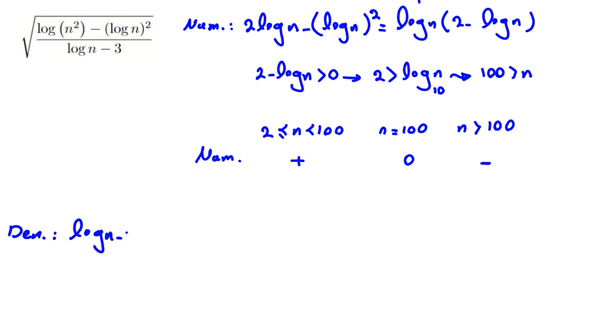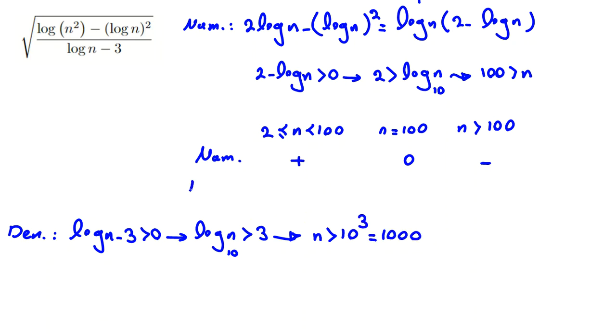Now let's work on the denominator, log n minus 3. In which case will it be positive? log n should be greater than 3, because log n to the base 10 is increasing, so n should be greater than 10 cubed, 1000, by the definition of logarithm. So the denominator is positive if n is greater than 1000. It is 0 if n equals 1000. It is negative if n is less than 1000.